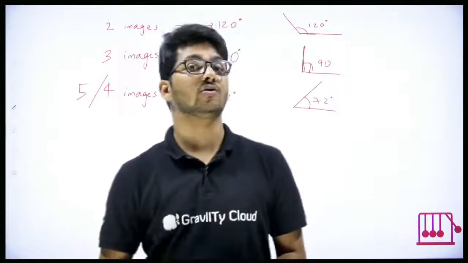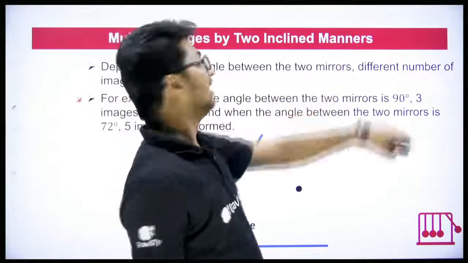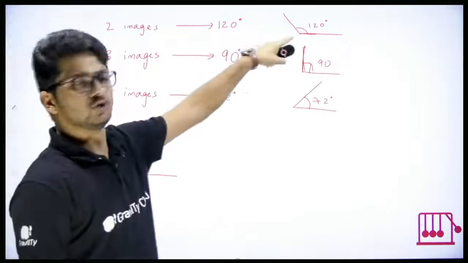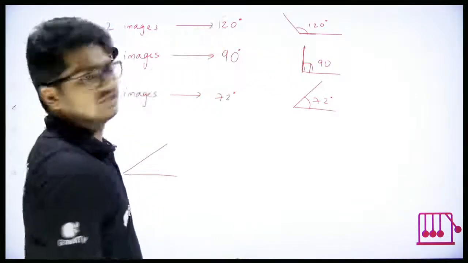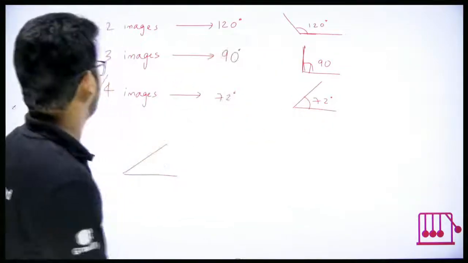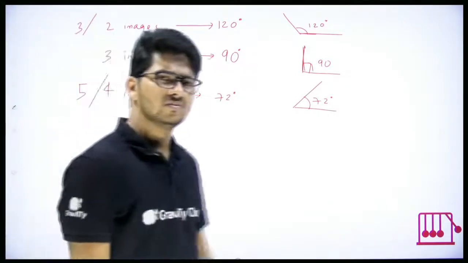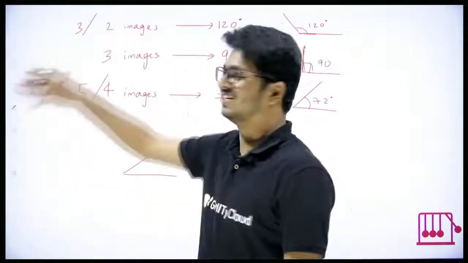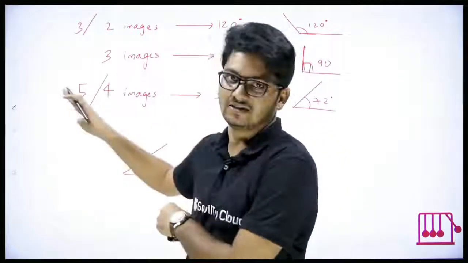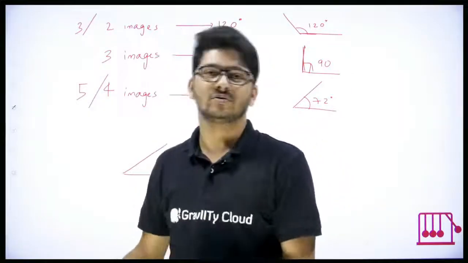Okay, but the point that you have to understand now is this. Depending on the angle between 2 mirrors, a different number of images are formed. So do it. Place 2 mirrors at 120 degrees and see how many images you get. You should be getting 2 images. At 90 degrees, you should be getting 3. At 72, you should be getting 5 or 4. Sir, why 5 or 4? It depends on where you keep the object. There are many factors. That's why I'm not giving a perfect answer. Ultimately, it's to play. So play around with it.